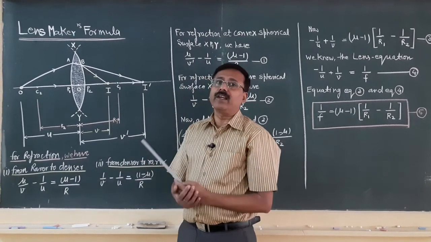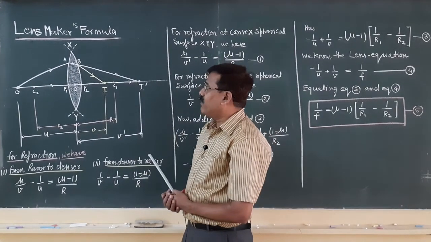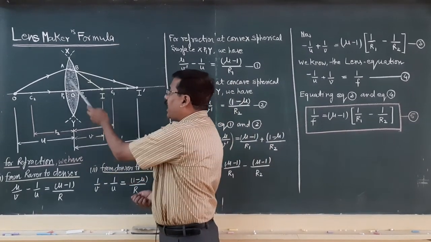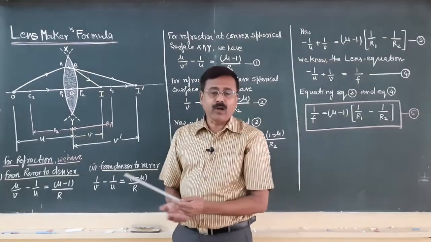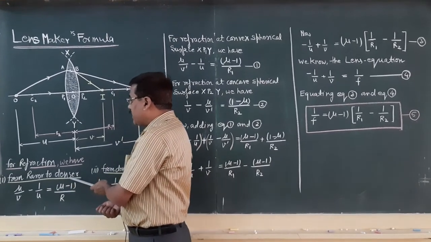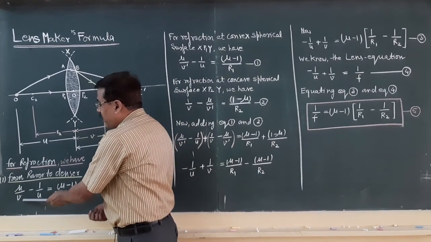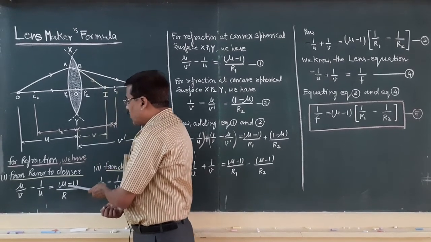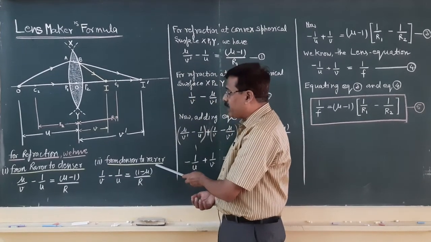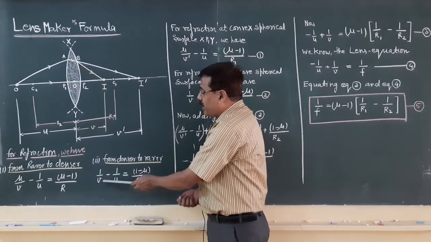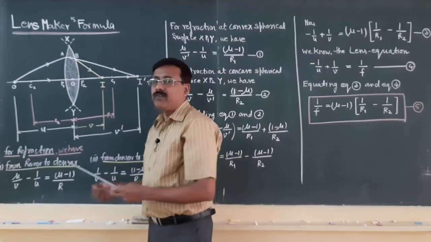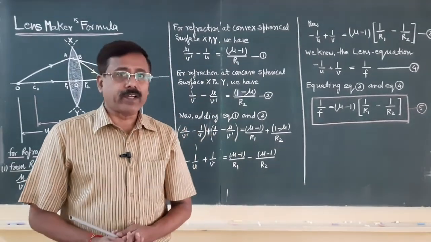So, I is the final image, and we have to derive a relation for focal length in terms of radius of curvature and refractive index of the glass material of this lens. Already we know that for refraction, if the light travels from rarer to denser, we have mu by V minus 1 by U is equal to mu minus 1 by R. And if the light travels from denser to rarer medium, we have to use the formula 1 by V minus 1 by U is equal to 1 minus mu by R. So, these two formulas we will use directly to derive the lens maker formula.